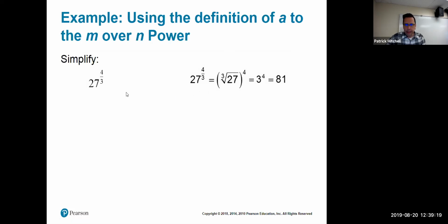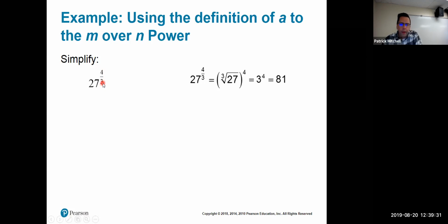I forgot to animate that. 27 to the power 4/3. Just remember that the top number in the fraction is the power and the bottom number is the root. So this is talking about the 4th power and the 3rd root, the cube root. If you're calculating a number like this, it's usually much easier to do the root part first because you're making the number smaller before you make it bigger. Roots usually make numbers smaller, and powers usually make numbers bigger.